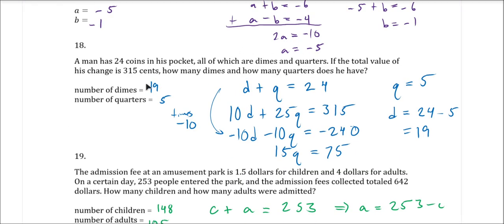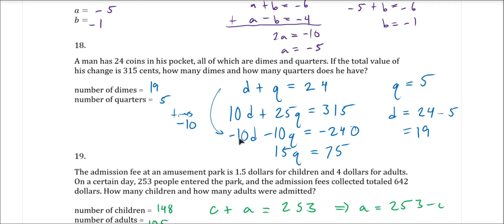For the next one, we're also given two facts. One, that a man has a total of 24 coins, and the other that he has 315 cents, made entirely of dimes and quarters. So let's let D be the number of dimes and Q be the number of quarters. Then these two must sum to be 24. But 10 is the number of cents in a dime, and 25 is the number of cents in a quarter. So the total number of cents that he has must be given by the second equation.